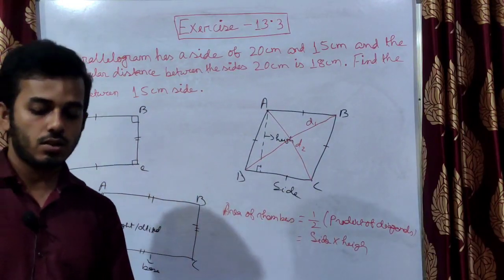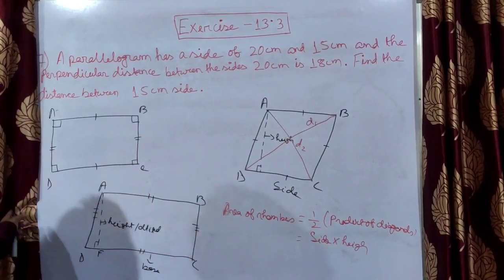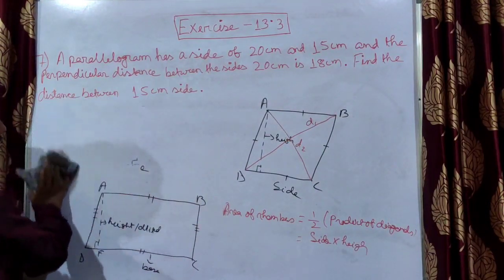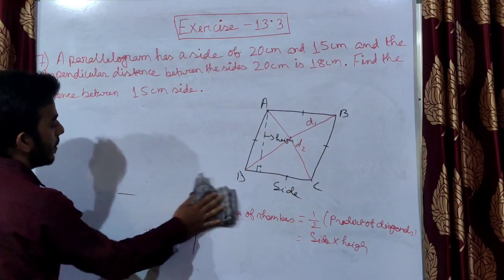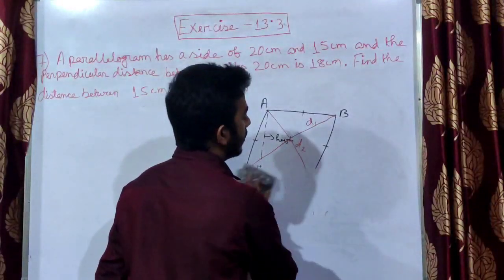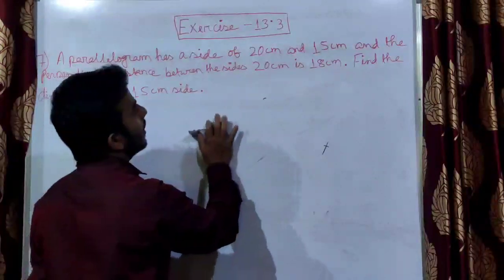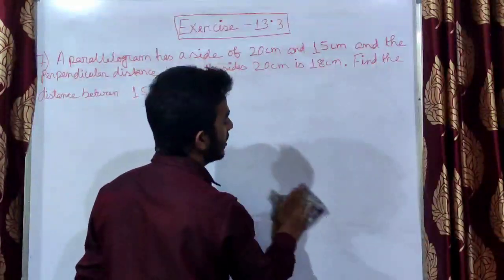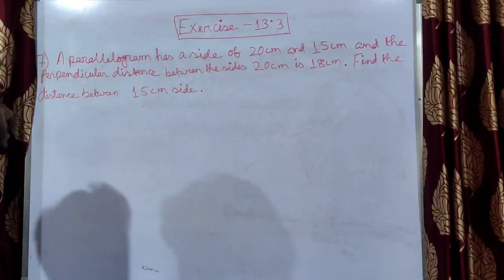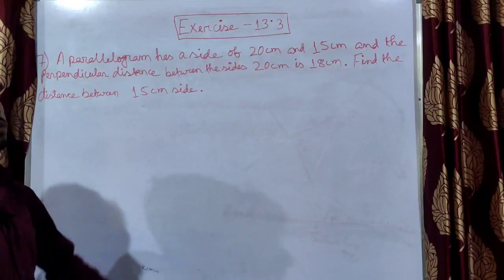So let us start with our first question, that is the seventh question of our exercise. In this question, what is asked? A parallelogram is given, and the lengths of the two pairs of sides are given. The length of one pair is 20 centimeter, and the other pair is 15 centimeter, right? And the distance between the 20 centimeter pair is 18 centimeter. Find the distance between the 15 centimeter sides.